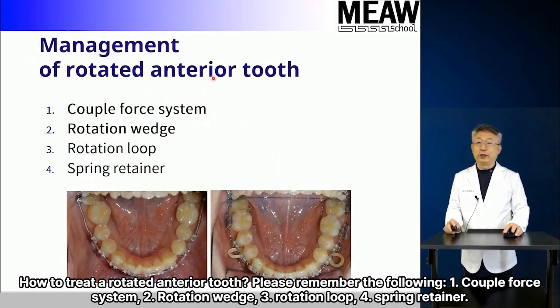How to treat a rotated anterior tooth. Please remember the following: 1. Couple force system. 2. Rotation wedge. 3. Rotation loop. 4. Spring retainer.